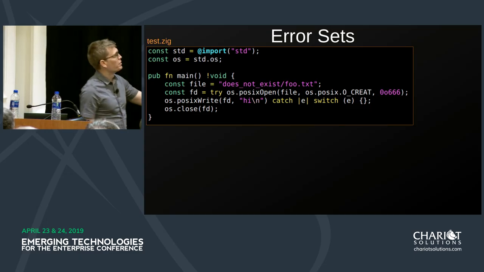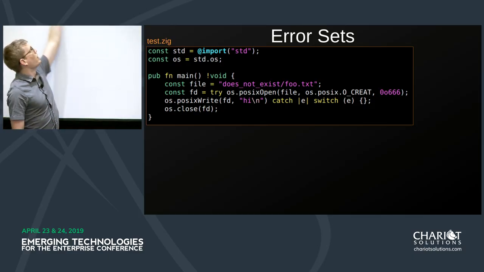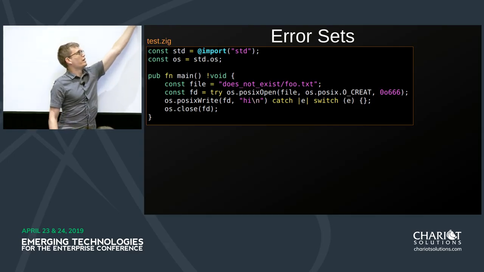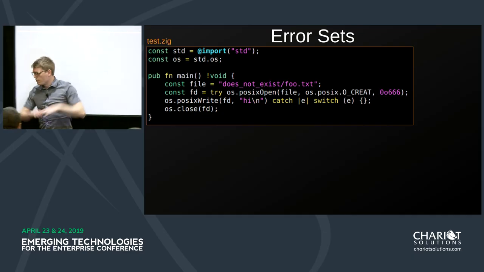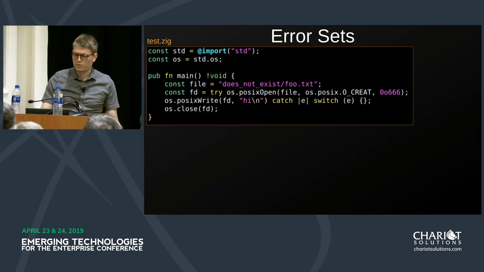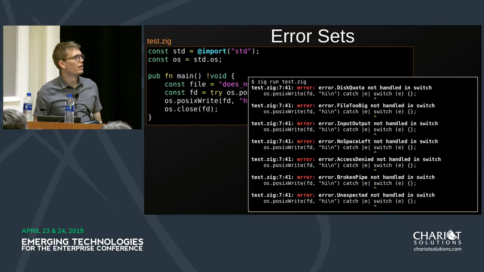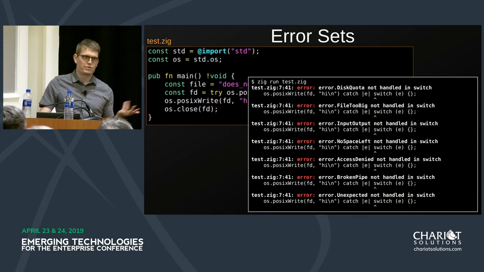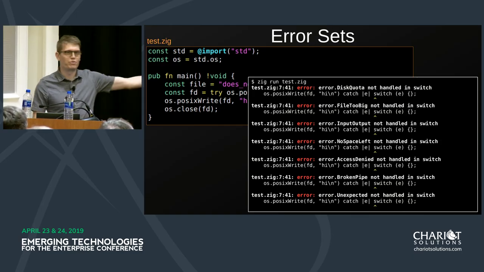Same thing, but now what I've done is on the right call, I catch an error, and I immediately switch on it. And I didn't even handle any of the cases. So let's see what happens when I try to run this through the compiler. It tells me exactly the set of errors that were possible. This concept is, again, not new. It's just a good idea, so I put it where it belongs.